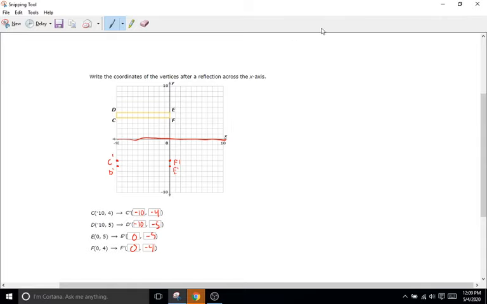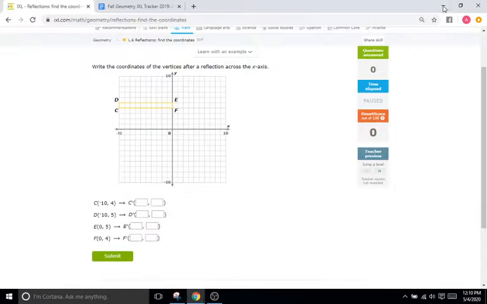Okay, so we'll go back to our IXL here, and we'll type in negative 10, comma, negative 4. And we'll type in, next is negative 10 and negative 5. Okay, and for this one we have 0, comma, it was negative 5. Down here for F prime we have 0, comma, negative 4.